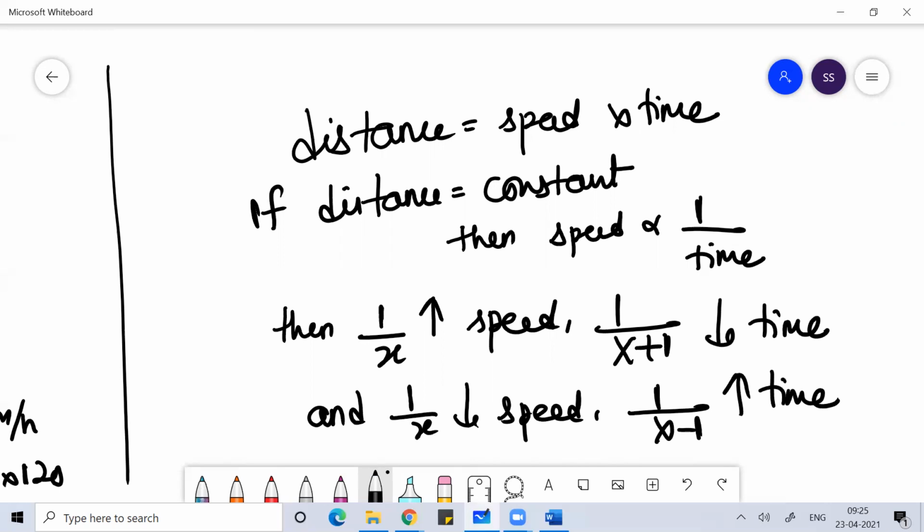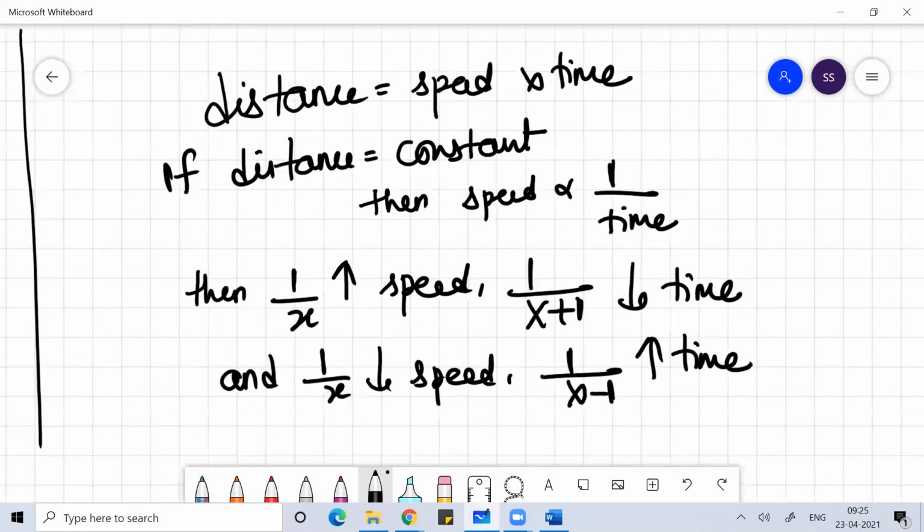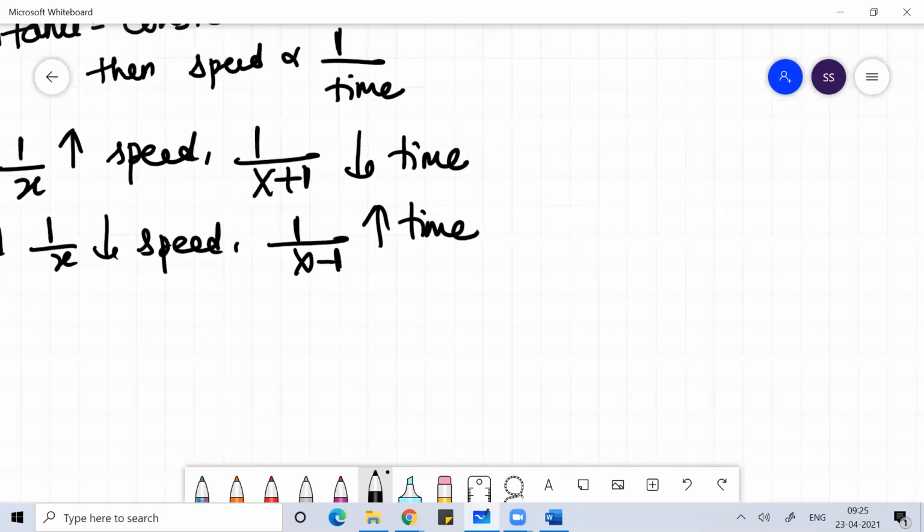So remember the relation between time, speed, and distance: if your speed increases by 1/x, then your time will decrease by 1/(x+1) to keep the product constant. And if your speed decreases by 1/x, then your time will increase by 1/(x-1) to keep the product, which is the distance, constant. Remember this relationship. I already told this relationship in the percentage chapter also.